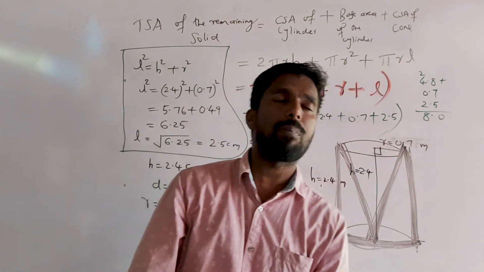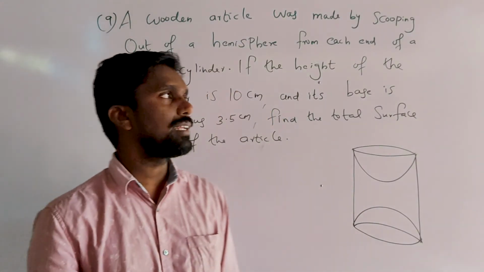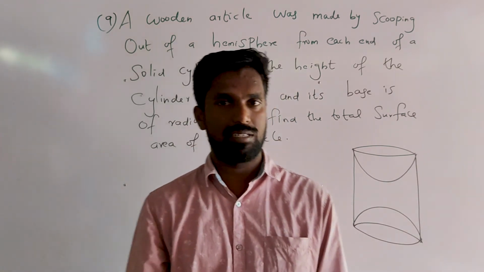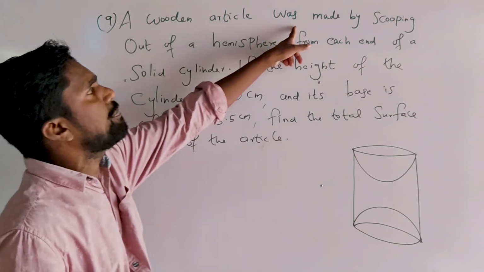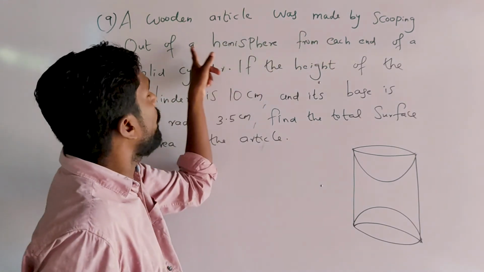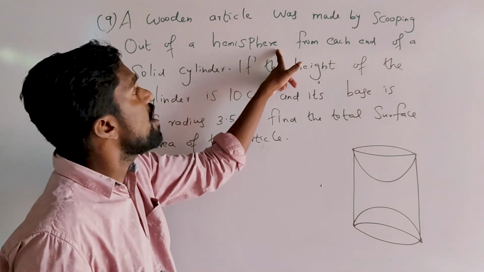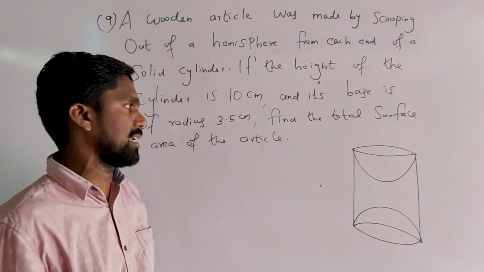And that conical part CSA also you have to add. Next, we are going to start exercise 13.1. Last question, question number 9. A wooden article was made by scooping out a hemisphere from each end of a solid cylinder.